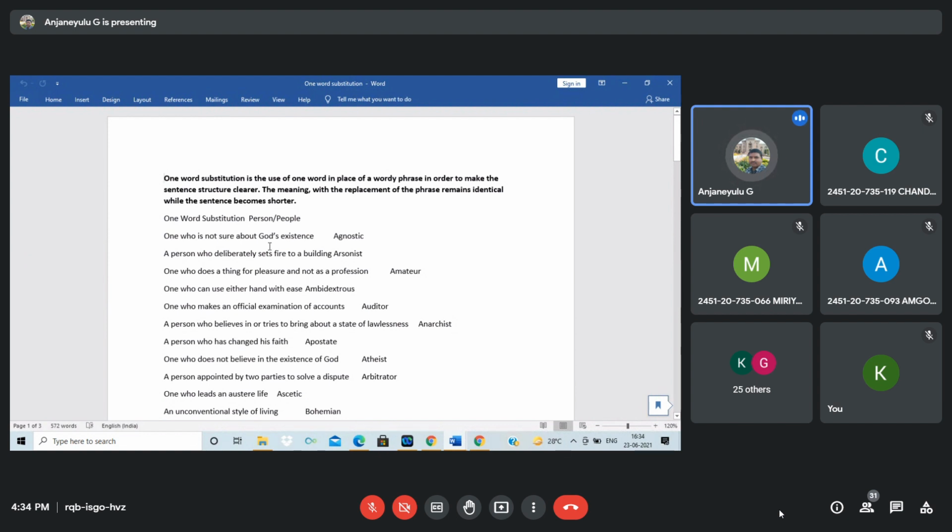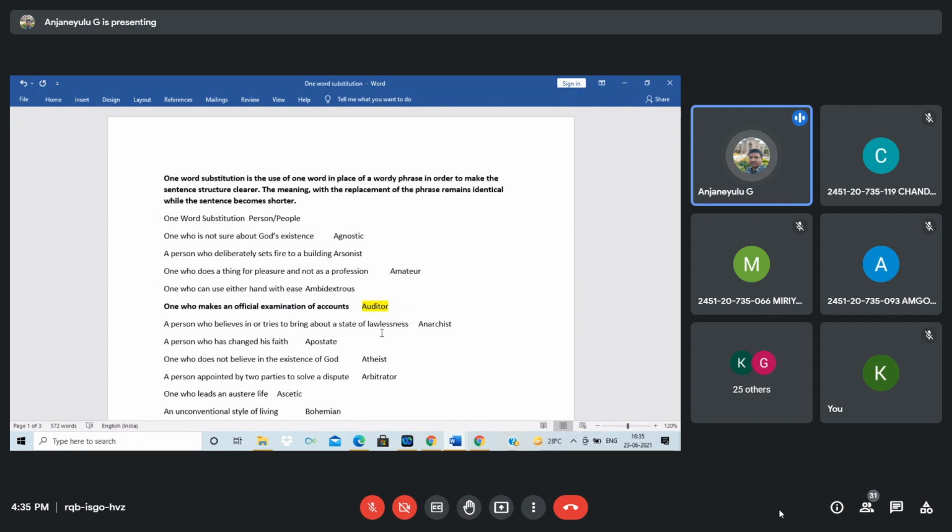For example, here I showed only words related to people or a person. If you see here, I think you know what is meant by one who makes an official examination of accounts: auditor. Sometimes we use auditing, auditor, like that. See, for example, if I say examiner, tell me what is meant by examiner. One who, yes, examiner is one word, but what is the exact meaning of examiner?